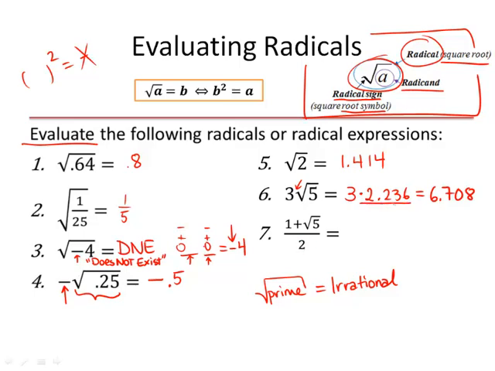Try approximating the following. We've already calculated root 5, so 2.236 plus 1 and divided by 2 should give us approximately 1.618.